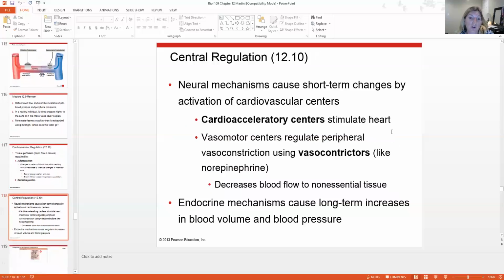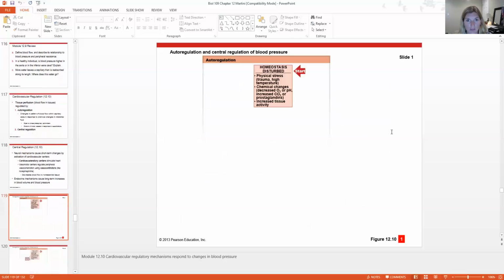Central regulation involves the cardioacceleratory centers, which stimulate the heart, and vasomotor centers, which may regulate peripheral vasoconstriction using vasoconstrictors like norepinephrine to ultimately decrease blood flow to a particular area of the body. Endocrine mechanisms affect this as well, but they have more of a long-term increase in blood pressure and blood volume. But those neural and endocrine mechanisms are central regulation.